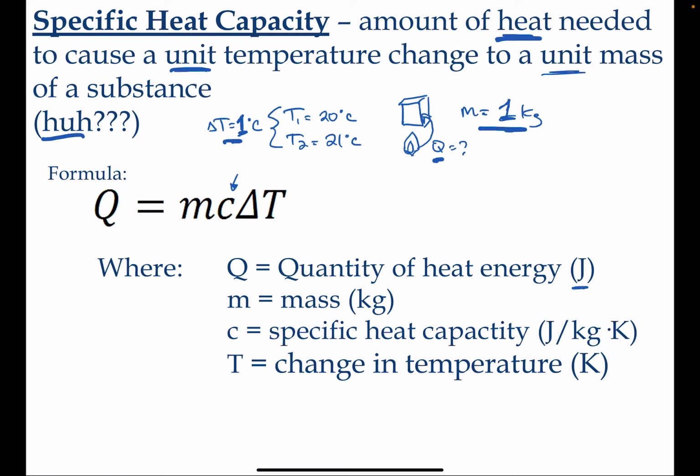All energies are measured in joules, at least for physics in the metric system. Energies are measured in joules for our purposes. Mass, we'll keep in kilograms. In that case, the specific heat capacity is in joules per kilogram Kelvin. What that implies is the change in temperature here has to be in Kelvin.